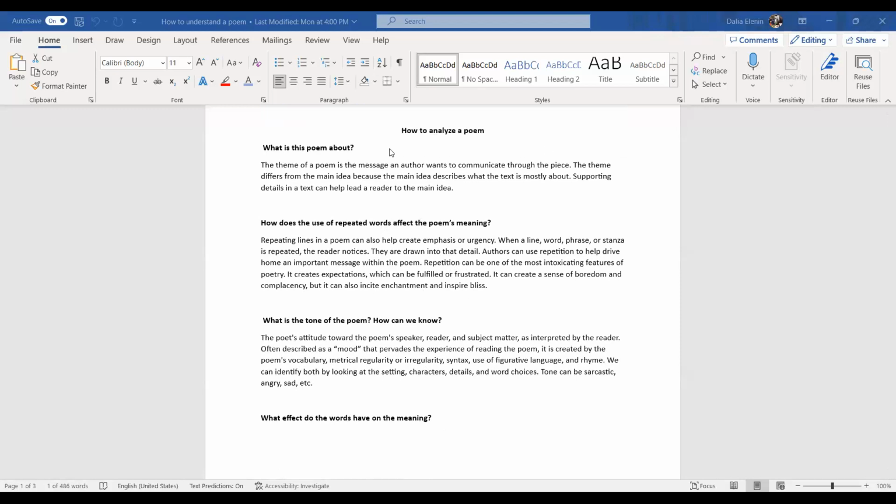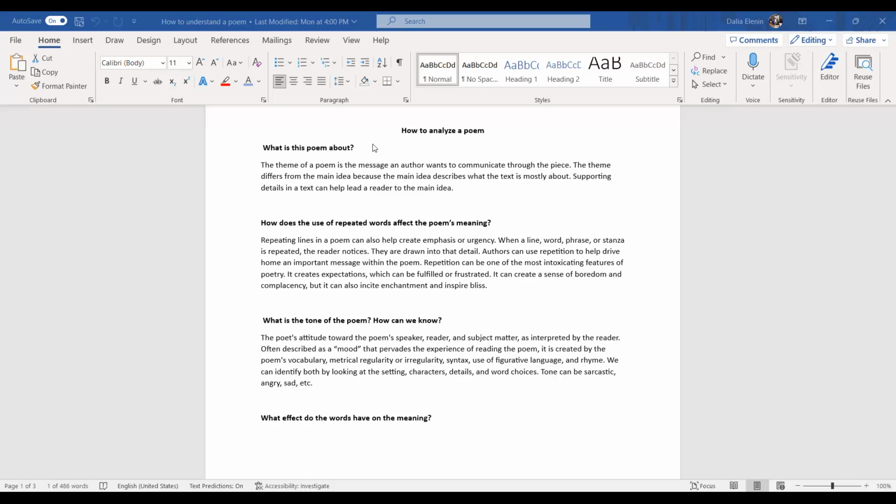So how to analyze a poem, because you will have this in your exam, they will ask you to analyze a poem. So what you need to do, first, you have to answer this question. What is the poem about? Mainly, it is about the theme of the poem. So what is the theme? What is the message the author wants to communicate in this poem?